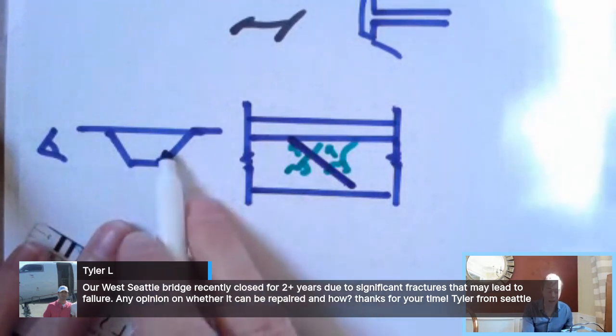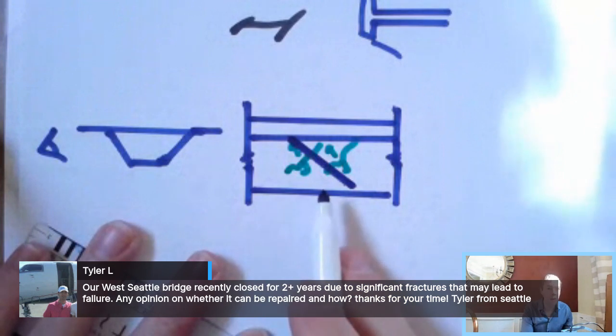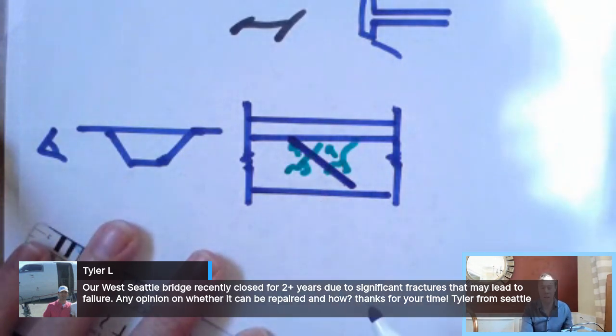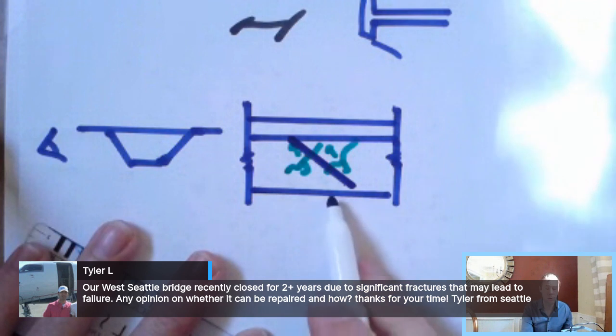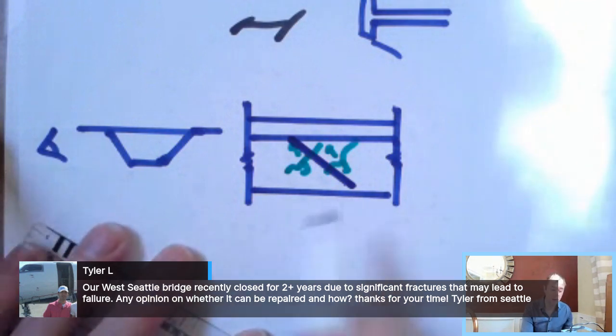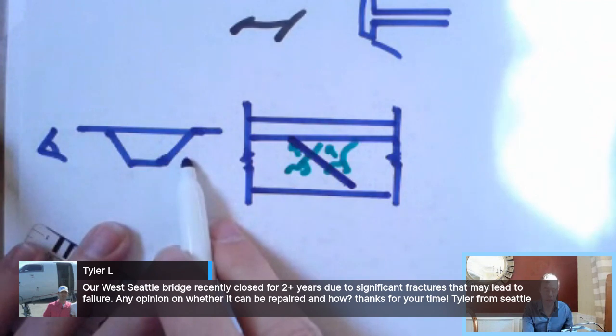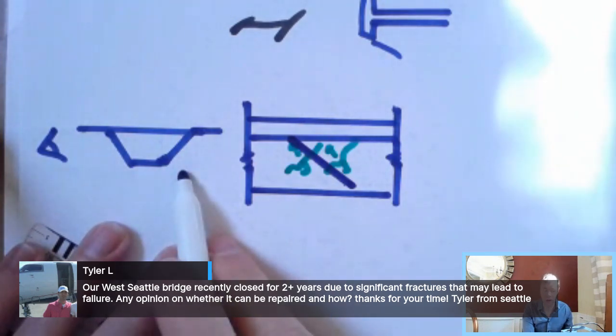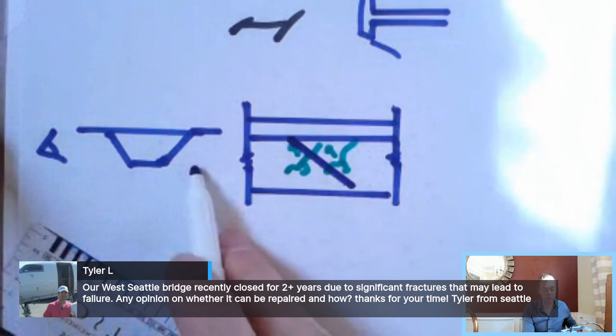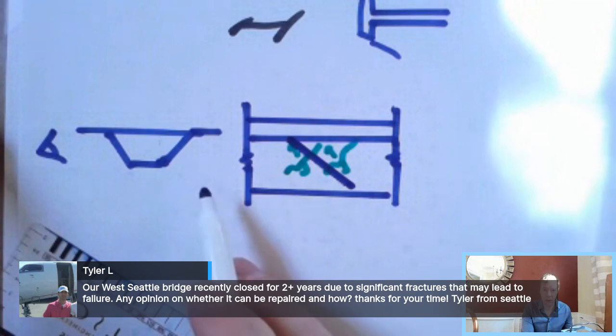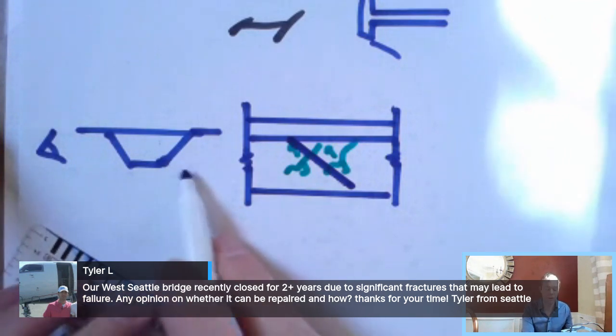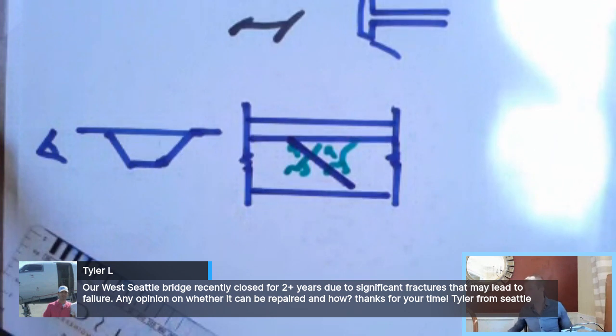They may not have the clearance. They may not have the room. It's really, really tough. You could put something on the outside of the structure to try to hold it together or fix it. But one of the big problems with that is that you don't really know how long that will last, especially in the environment, where you've got a lot of salt and other things around you. Then that may end up being a problem.